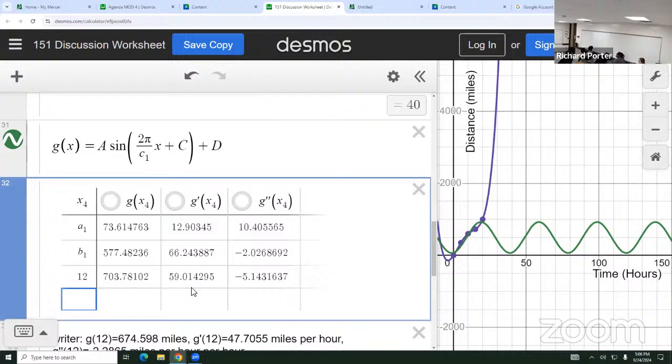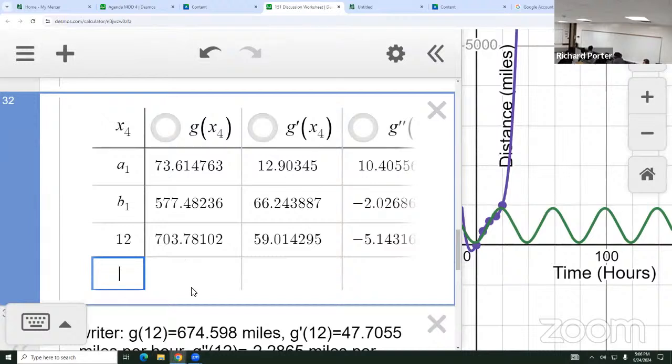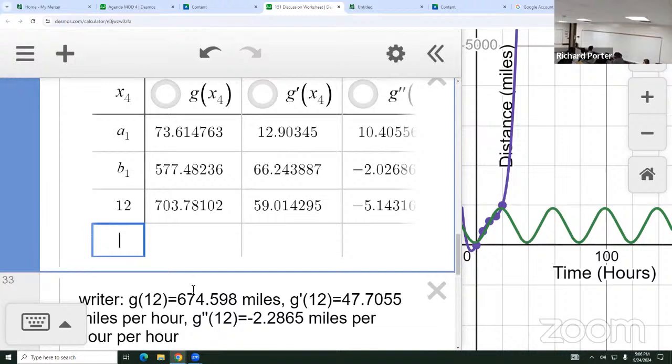So according to the sine regression with a period of 40, in the 12th hour, where was I? Somebody say something. Just say it off the graph. The 12th hour, I was at what mile marker? 703. How fast was I traveling? 15. That's not bad speed. And was I accelerating or decelerating at the time? I was slowing down, probably cops. It's probably only 55. Okay.